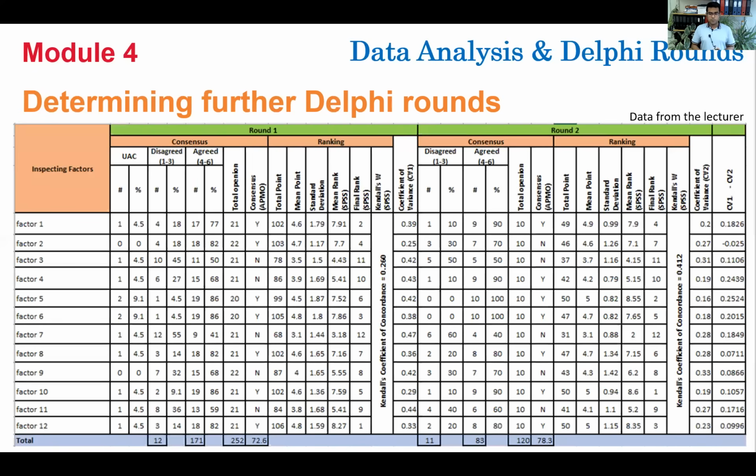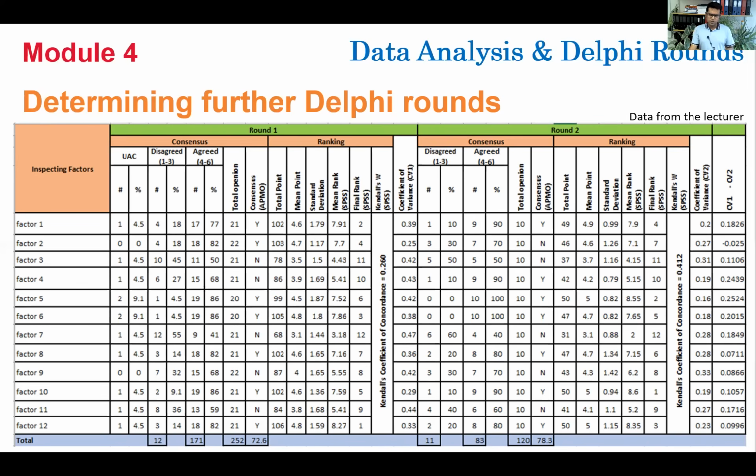Here comes another example of a Delphi study of two rounds from a real setting. You are getting a full view of the analysis here: finding consensus, calculating CVs and CV differences, and Kendall's tau. Now let's discuss why the researcher goes from round 1 to round 2 and stops afterward.